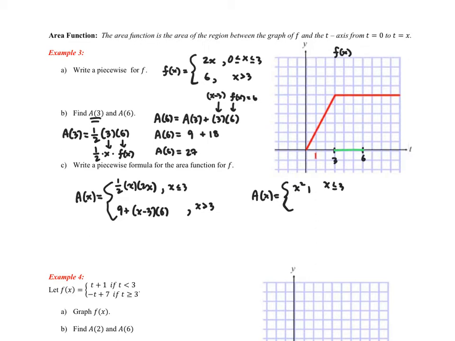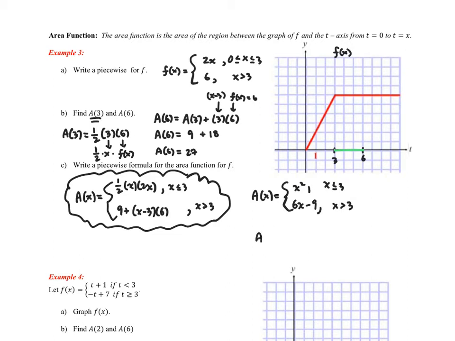Okay, now we can manipulate this and make it simpler. I believe that this would be an acceptable answer for the area function, but I want to clean it up just a little bit. If I clean it up, I would get 6x minus 9 when x is greater than 3. So if I wanted to know the area when x equals 10, I would simply work with the fact that that falls with an x value that's greater than 3. So we would have 6 times 10 minus 9, which looks to come out to be 51 units squared.